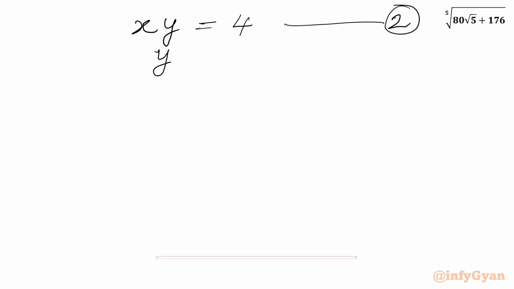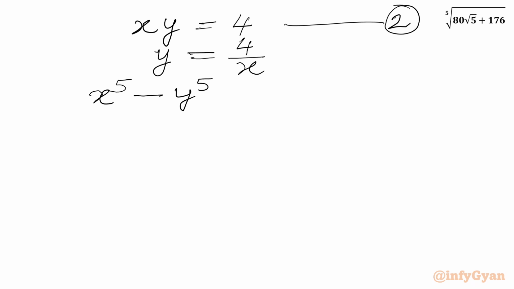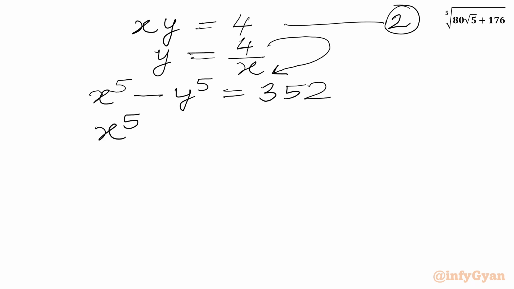Now from here I can write y will be equal to 4 over x. Now I will write our equation 1. x power 5 minus y power 5 equal to 352. Now this y value we will apply here. So we can write x power 5 minus 4 power 5 over x power 5 will be equal to 352.